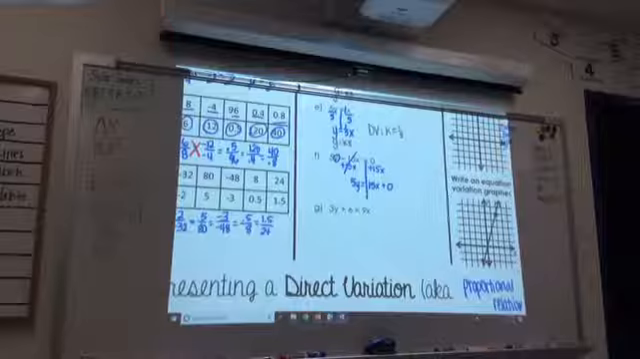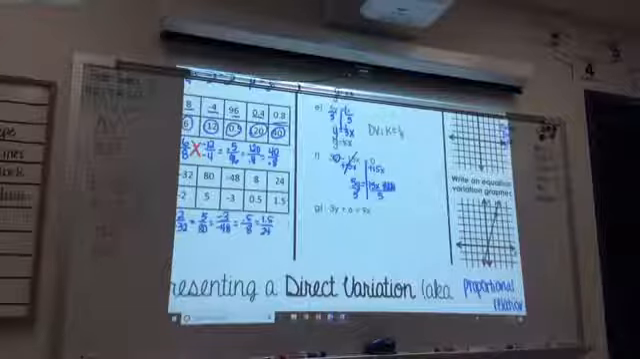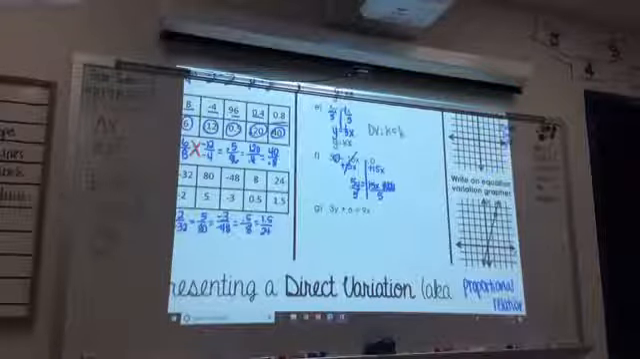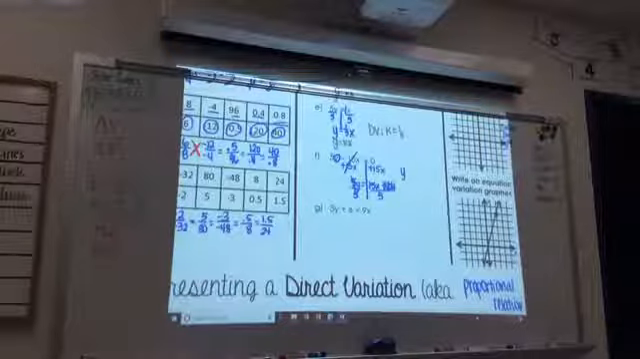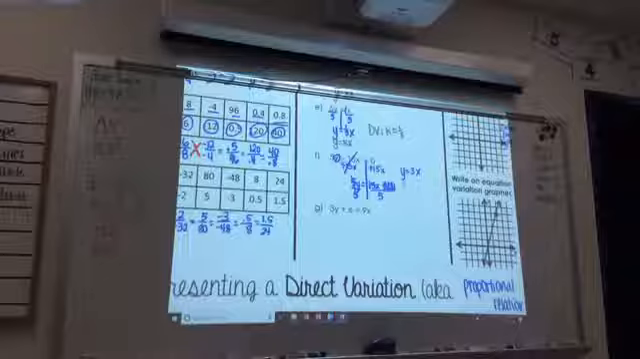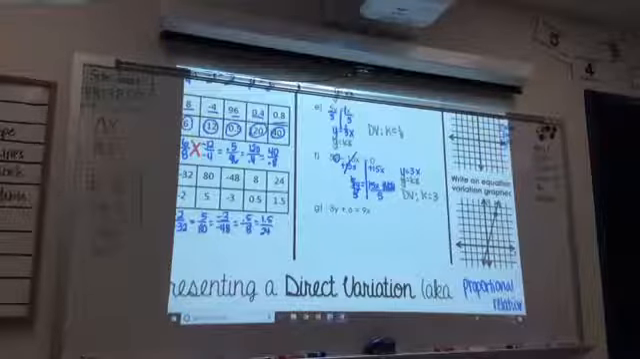Now, what do I need to do? Divide by 5. Again, 0 doesn't matter, so now you can cross it out. Does everybody understand why that's okay? Okay? So, what is 15 divided by 5? 3. So, y equals 3x. Is this direct variation? Okay, so yes, it's direct variation. What's my constant of variation? 3. Let's go look at this last problem.